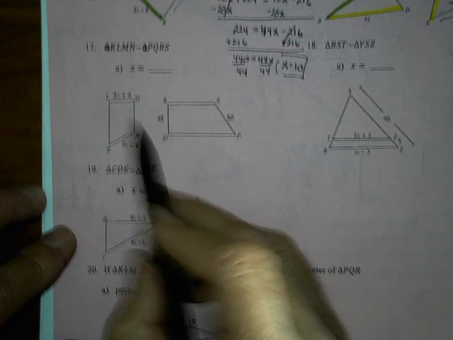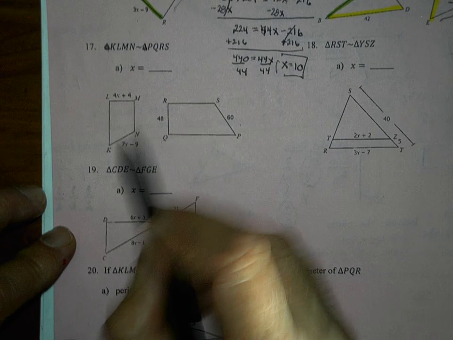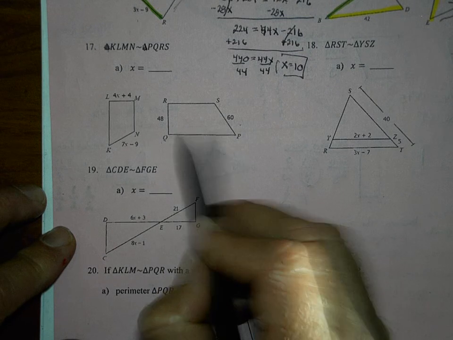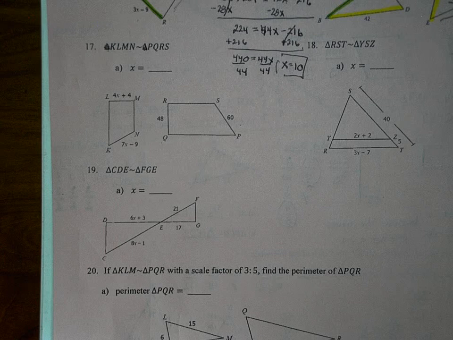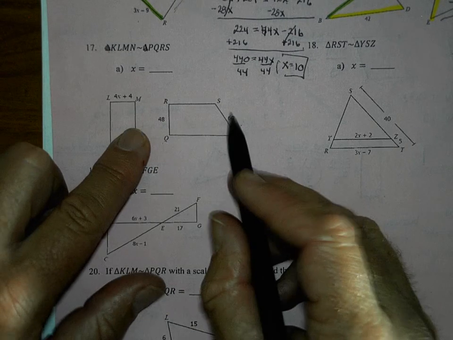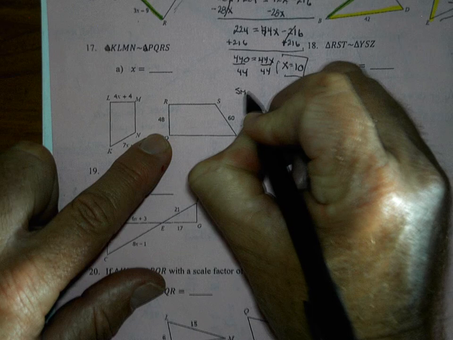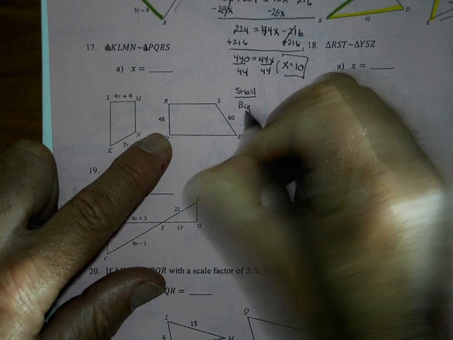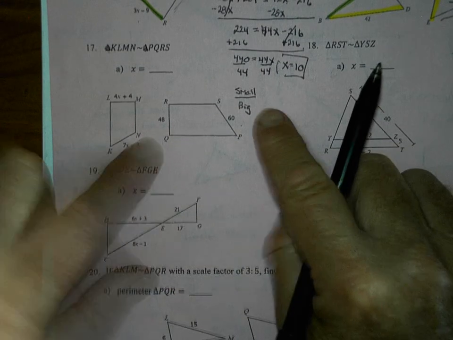So KLMN, that small trapezoid, is similar to PQRS, the bigger trapezoid. Okay, and then I'm going to solve for x. So since the shapes are similar, I'm going to write out ratios. Now, when I do this one, I'm going to do the small trapezoid's values in the numerator, the big trapezoid's values in the denominator. The only reason why I'm doing small in the numerator is because small is the first shape I saw.